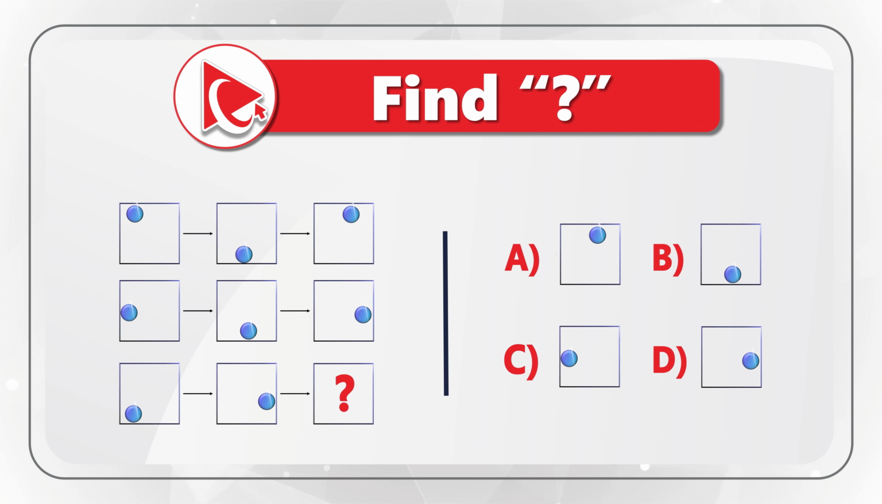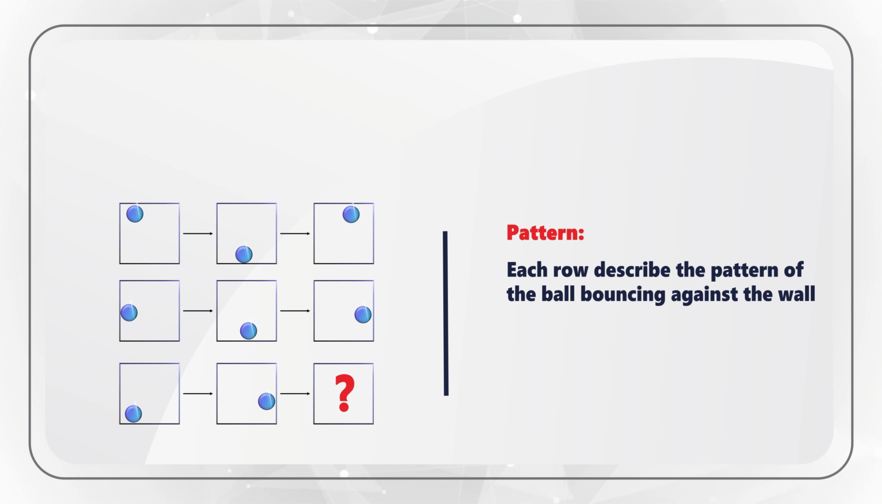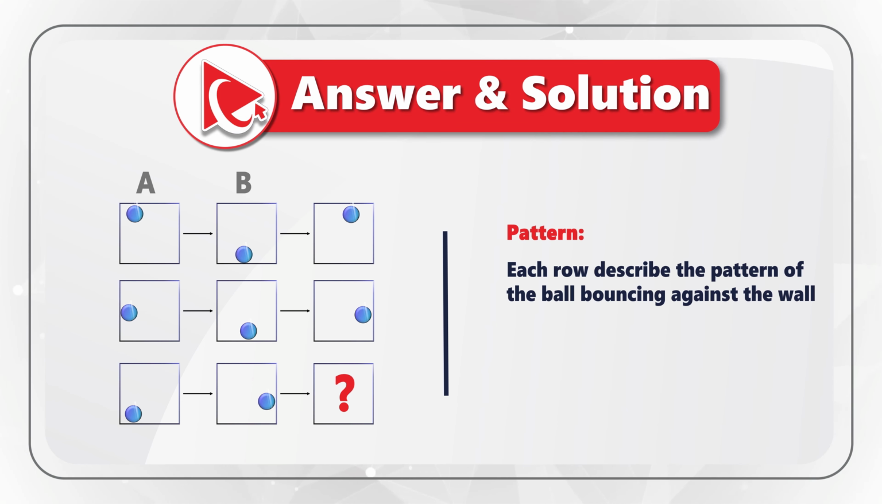To better solve this challenge, let's assign columns and rows to each object here in the picture. We will have columns A, B, and C, and rows 1, 2, and 3. This would allow us to reference objects better. As you might have guessed, each row describes the pattern of a ball bouncing against the wall.